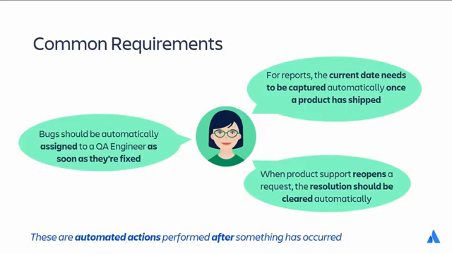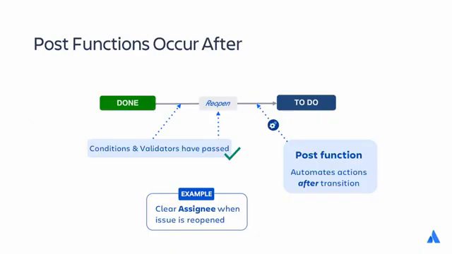These are all automated actions that need to take place after a transition has executed. This can be achieved by using post functions. A post function is an automated action that happens after a transition has executed, assuming that the conditions and validators have passed. In this example, a post function clears the resolution field after the reopen transition has executed, which moves the issue from done back to do.